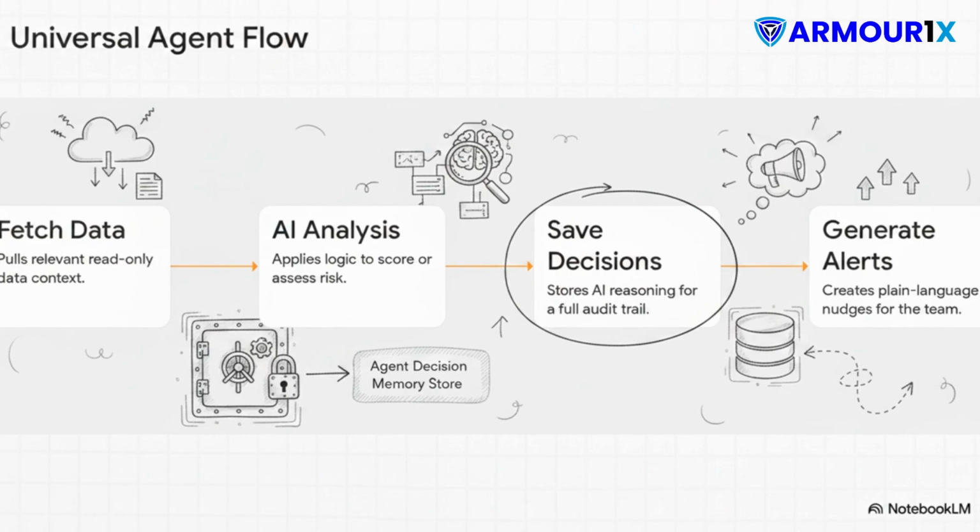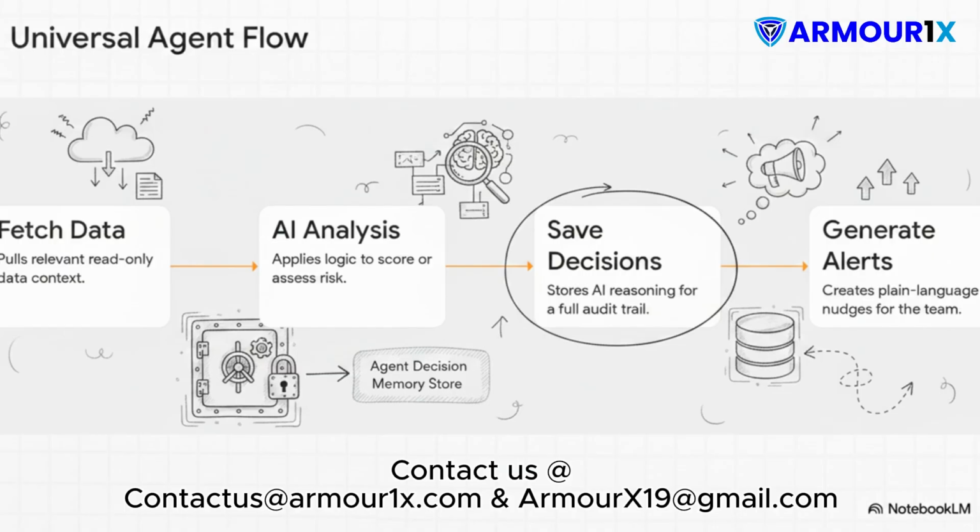But honestly, pay super close attention to step 3, save decisions. Every single time an agent scores a lead or, say, flags a risky vendor, it saves its reasoning directly into an agent decision memory store. That means you get a fully auditable trail. If you ever sit there and wonder, hey, why did the AI flag this specific lead as a high priority? The receipts are right there in the database for you to check.